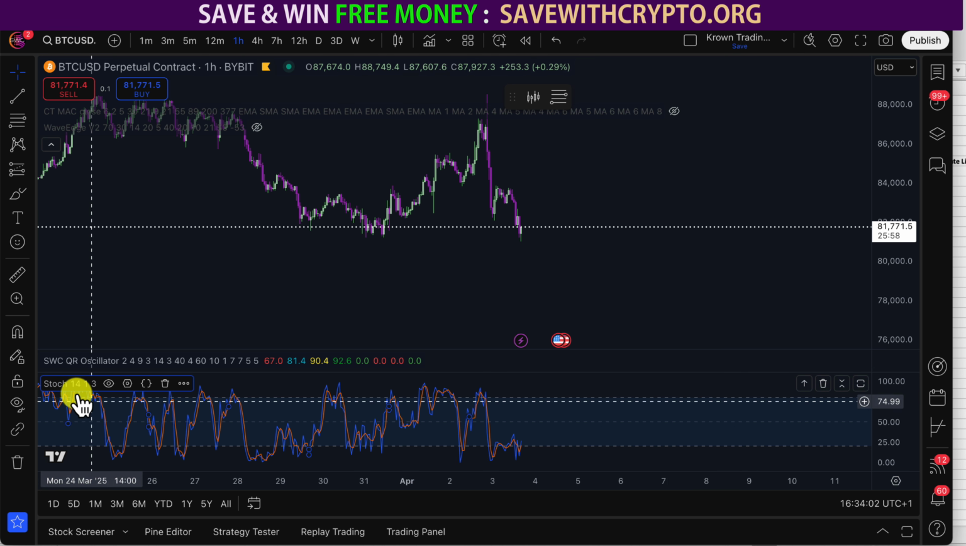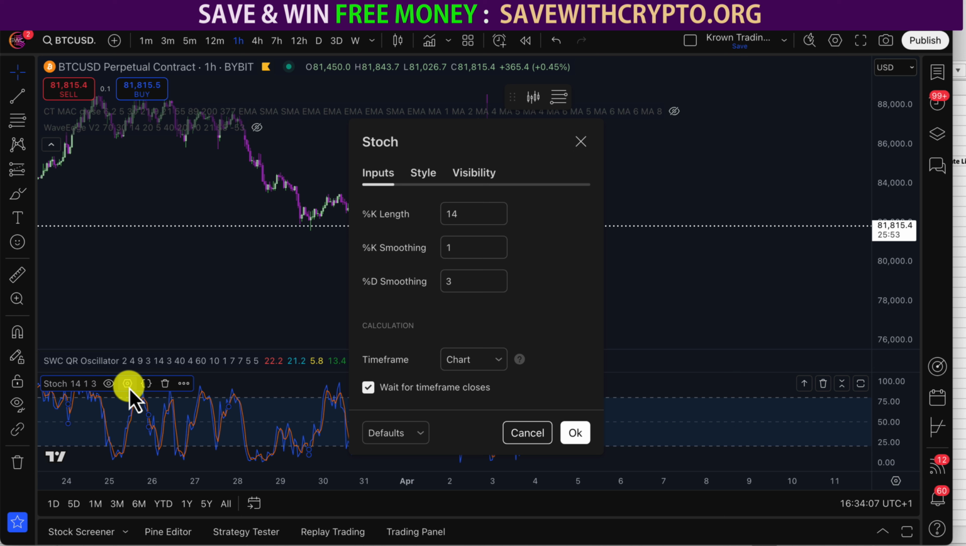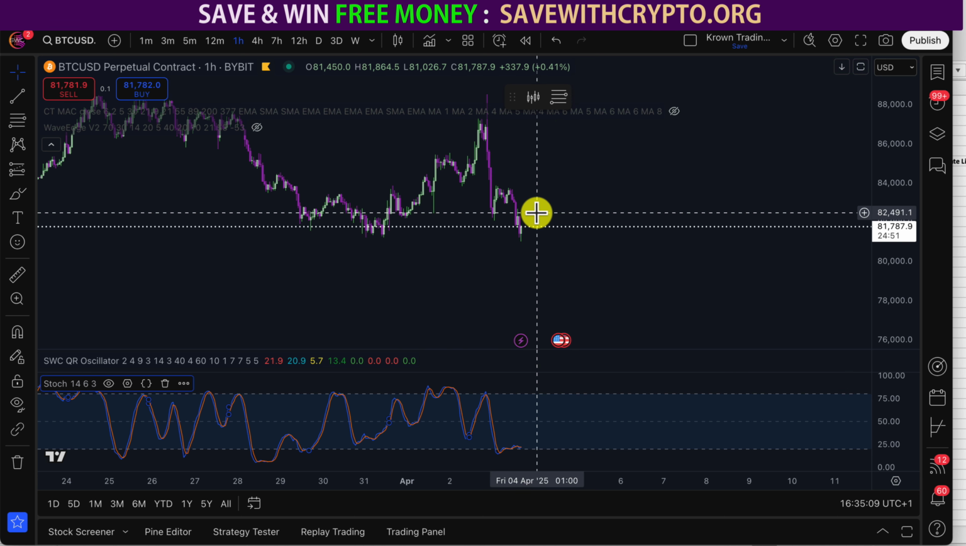Now, I like to change the settings to the ones that Eric Crane uses. Anyway, so you go to the stochastic, you go to the gear icon there, give that a click. And what we're going to change here is we're going to leave that K length on 14. We're going to change the smoothing to 6. And we're going to leave the percentage D smoothing on 3. Okay, so the K goes to 6 and the D goes to 3. That is it. And just press OK. Now, those are the ideal settings for crypto. For other assets, you might need to adjust it slightly, but that's what I use for crypto.